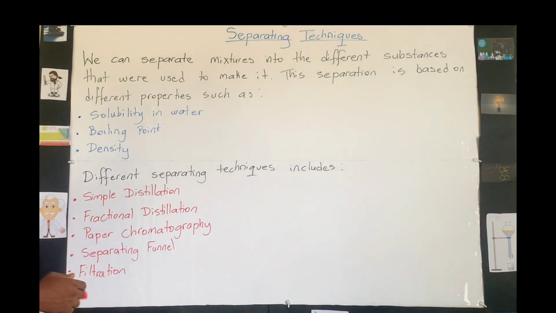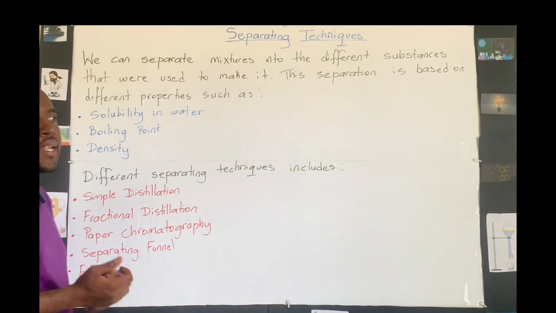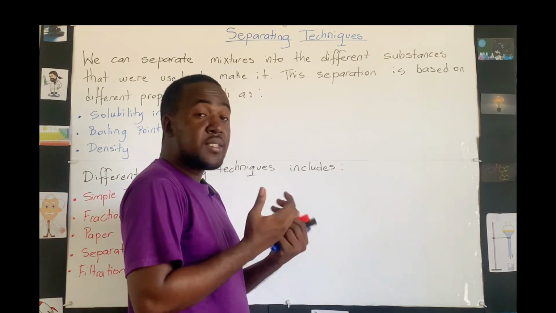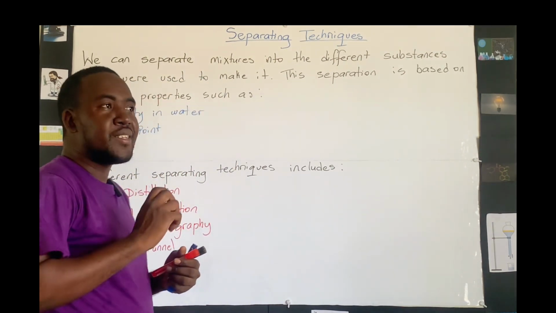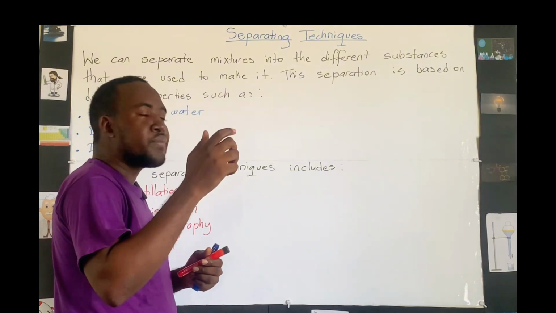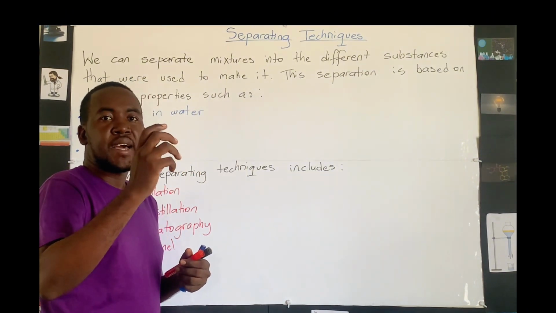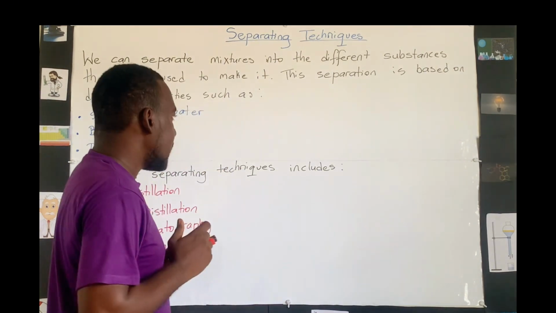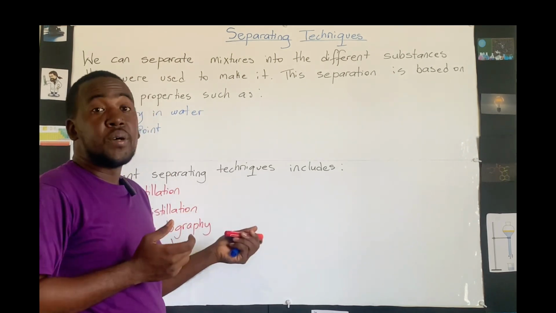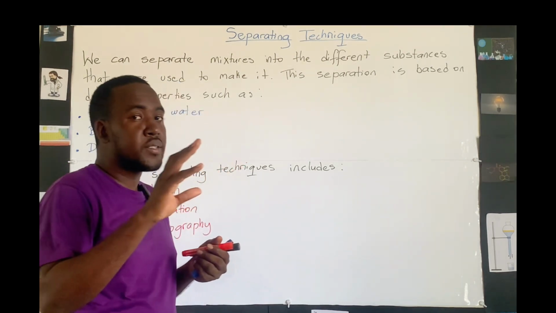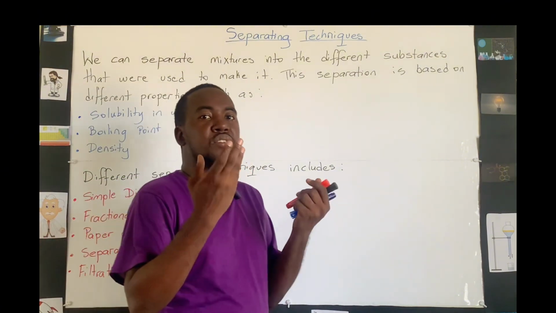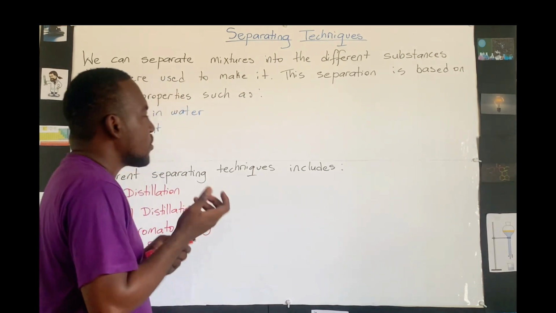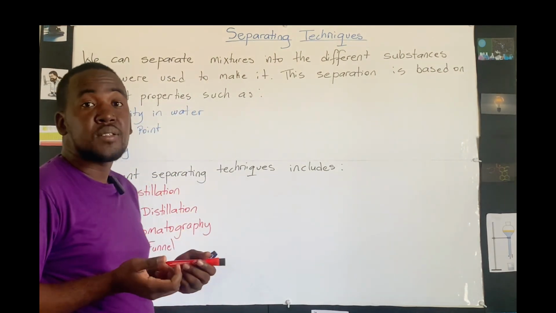A separating method that's not listed here is crystallization. Crystallization has to do with you heating up the substance, allowing the liquid part of that mixture to evaporate, and it leaves back the crystals of what was mixed with it. So an example would be salt and water. We can evaporate the water, and the salt will remain as a crystal after you cool it, right? So that's also a method that's used in separating substances.